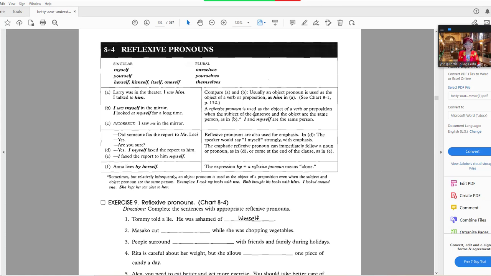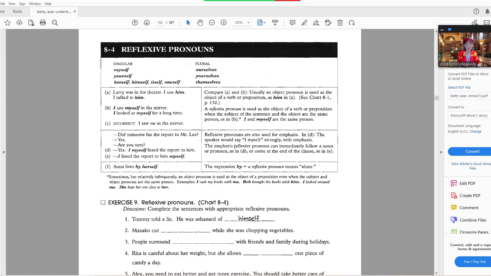A reflexive pronoun is used as the object of a verb or preposition when the subject of the sentence and the object are the same person. So I and myself are the same person. Reflexive pronouns are also used for emphasis.